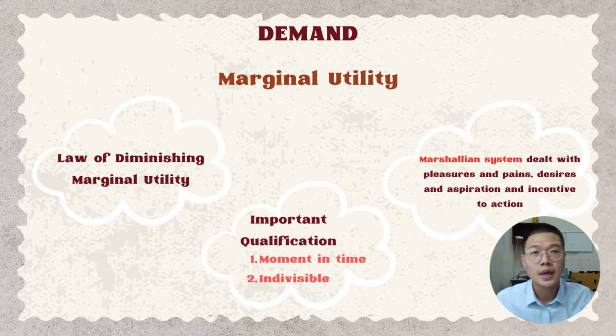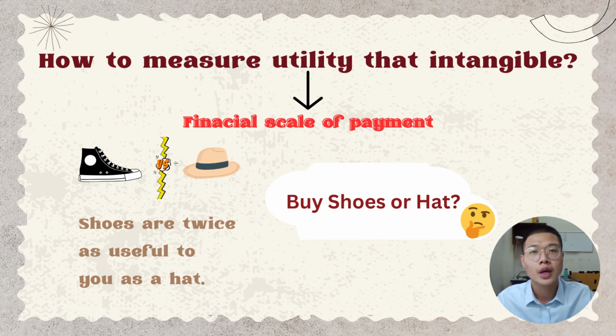Next is demand. Demand is based on the law of diminishing marginal utility. Alfred Marshall also introduced two important qualifications. First is moment in time, second is indivisibility. Marshall's system dealt with pressures and pains, desires and aspirations, and incentives to action. Next, let's move on to how to measure utility, which is intangible. Utility preference is measured according to a financial scale of payment.